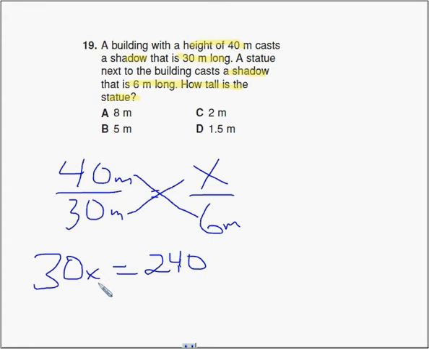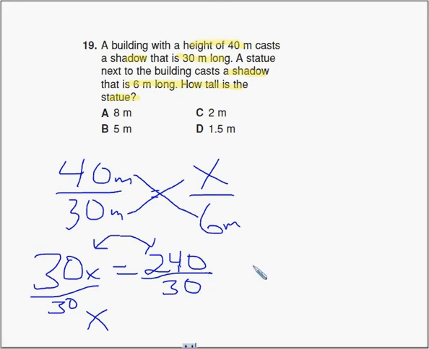Now, how do I isolate the x? If I want to get the x all by itself, I divide this side by 30. 30 divided by 30 is 1. I get 1x, and we just write the x instead of 1x. So if I divide this side by 30, I've got to do the same to the other side. Divide it by 30.